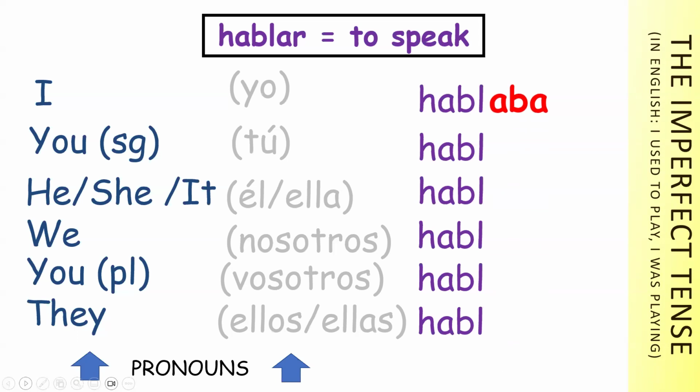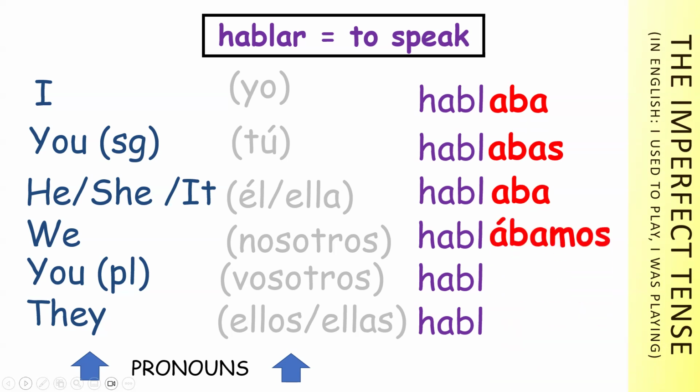You used to speak or were speaking, hablabas. He, she, or it used to speak or was speaking, hablaba once again. When it moves to we, we have a big accent in the middle here, hablábamos. You plural, hablabais. And finally, hablaban for they. Shall we say it together? Hablaba, hablabas, hablaba, hablábamos, hablabais, hablaban.